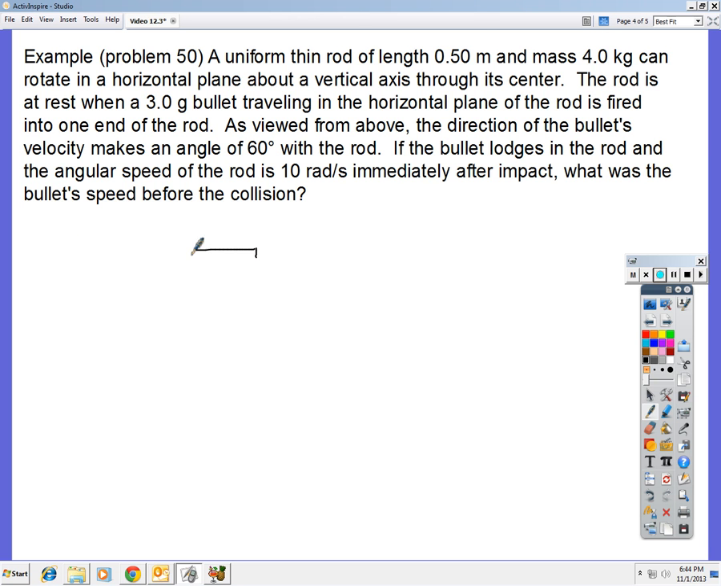You're given length and mass. It has a pivot about its center, and it's sitting at rest, and it's on a frictionless plane, so no torques. And it gets hit on one end by a bullet moving with speed v. And the angle that the bullet makes with the rod is 60 degrees.